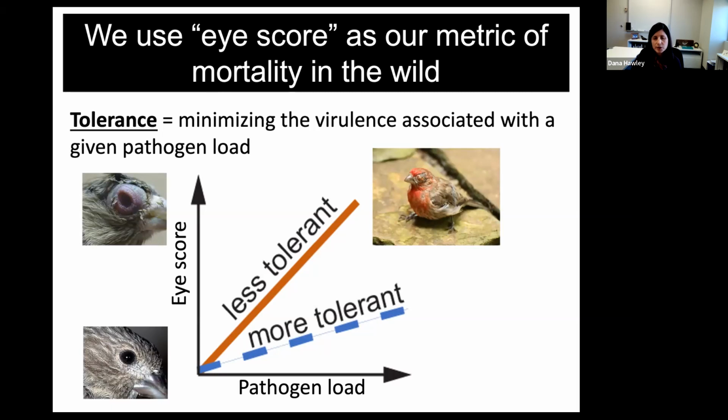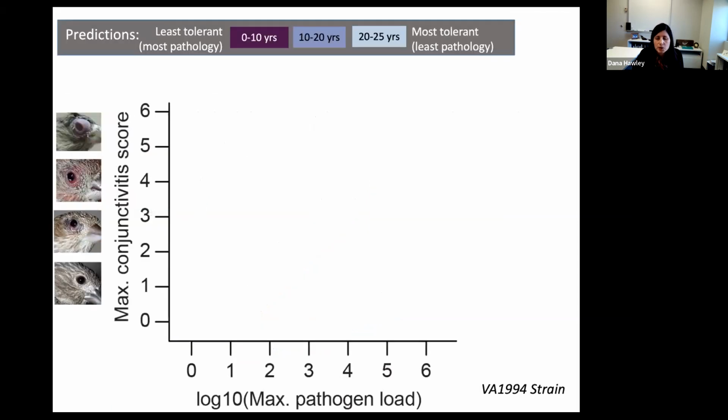We used 2 different doses, particularly for our Virginia 94 strain, to try to get some variation in that x-axis. And we were basically trying to see whether we could see any kind of change, using the space for time approach, in the slope of this relationship across populations. So now I'm going to show you some data, and I've got the predictions at the top here, showing you the color scheme. On the x-axis here, I'm showing you the maximum pathogen load over the course of infection for all these individuals. On the y-axis is the maximum conjunctivitis score.